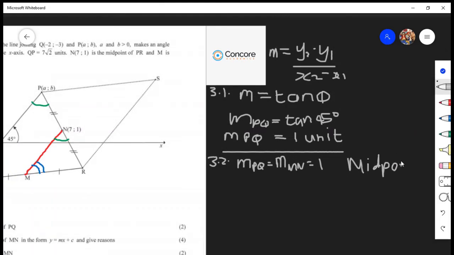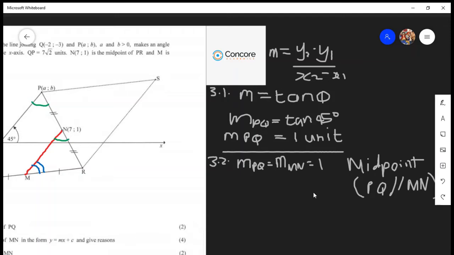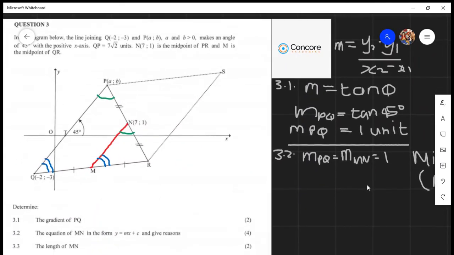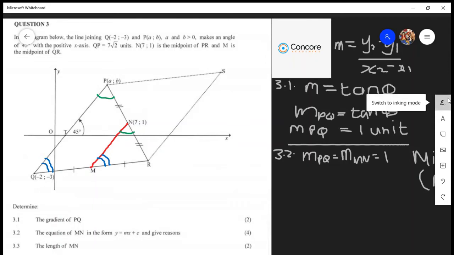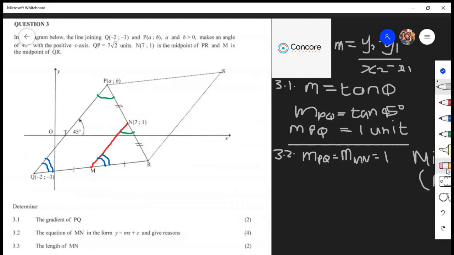Midpoint theorem, because line PQ is parallel to line MN. Okay, so now we have the gradient of our line. The next thing that we need is a coordinate point, and we've got point N, right? Because point N is a point on line MN, which is the line that we are trying to calculate the equation of. We can't use M because it doesn't have coordinates. So the only option is to use point N.